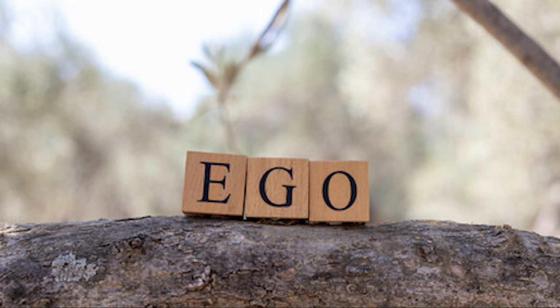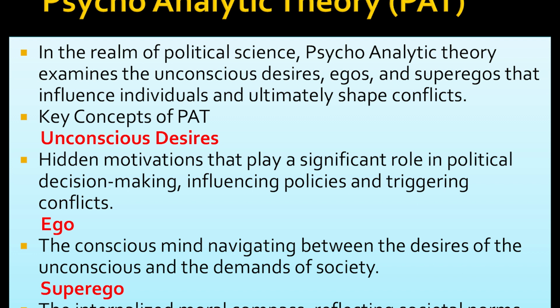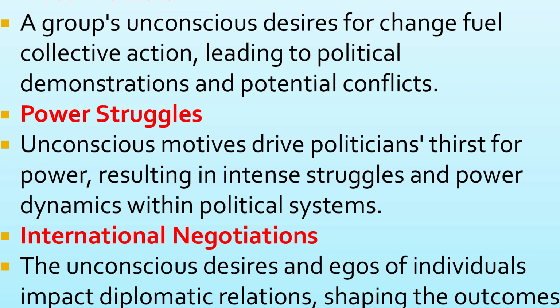The ego, or the conscious mind, is about navigating between the desires of the unconscious and the demands of the society. The superego is about the internalized moral compass, reflecting societal norms and values that can either mitigate or escalate conflicts. Let's see some examples of psychoanalytic theory in conflict studies.